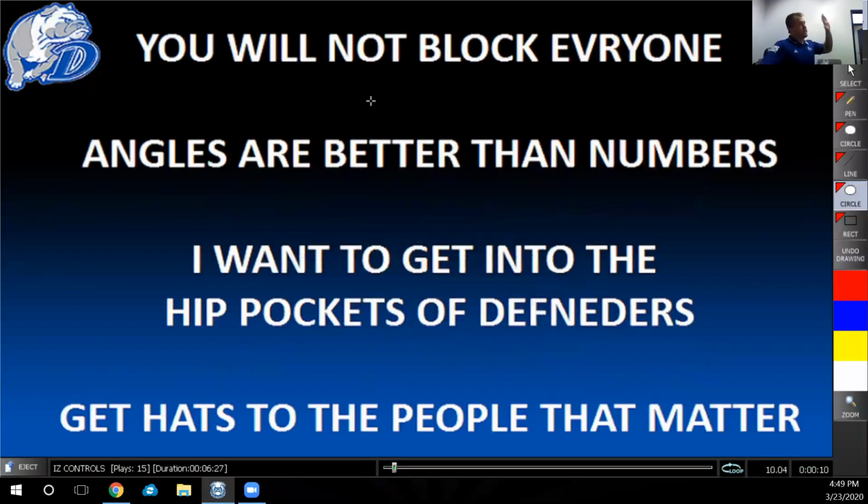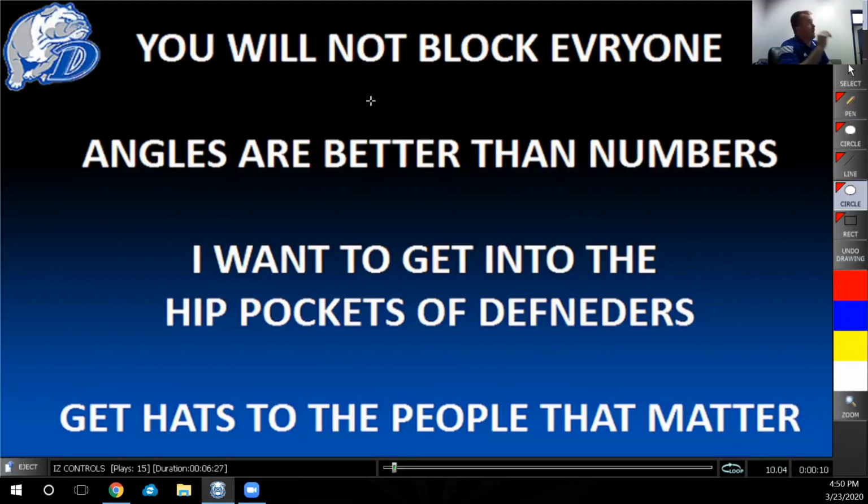So some things that you just have to understand, or how I understand this, is that you are not going to block everybody. You are basically playing with 9. Defense is playing with 11, unless you're going to run with the quarterback. Then you can even the numbers up. But, again, you're not going to block everybody. So who is not important to block and why?